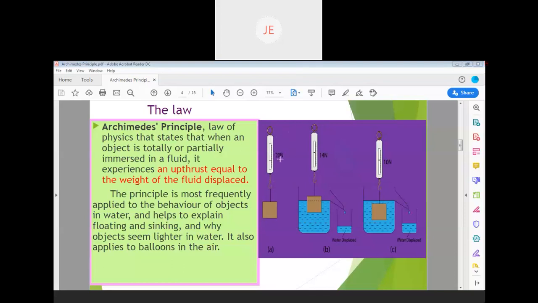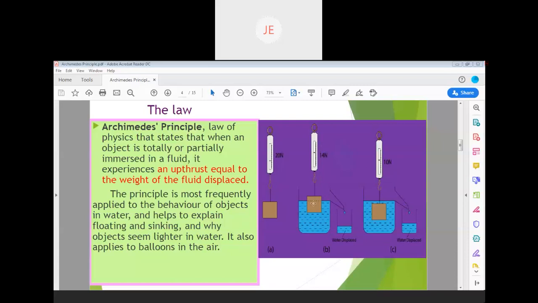Let us take a 20 Newton object. You can see in air its weight is 20 Newton. It is a force measuring device, a spring balance. You can measure the weight by using this instrument, and you keep the same body in water. It is an overflow jar.